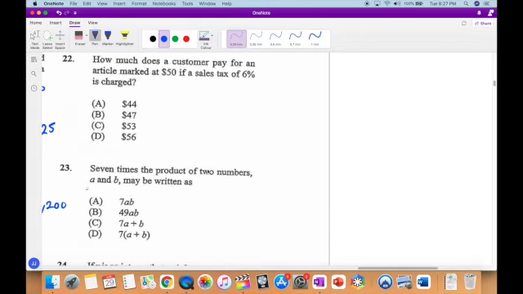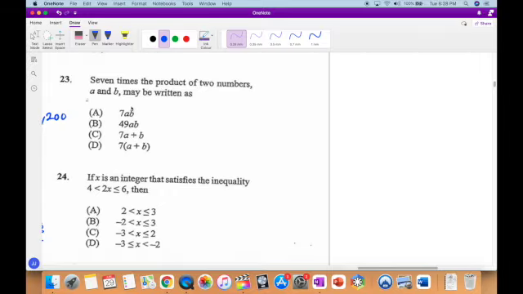How much does a customer pay for an article marked $50 if a sales tax of 6% is charged? So 6% of 50 is $3, so therefore he's actually paying $53.